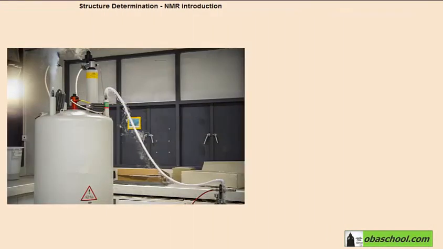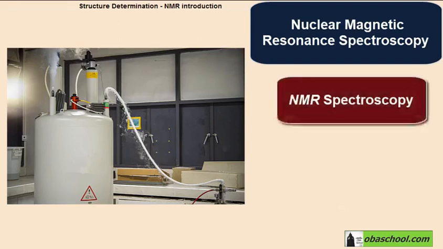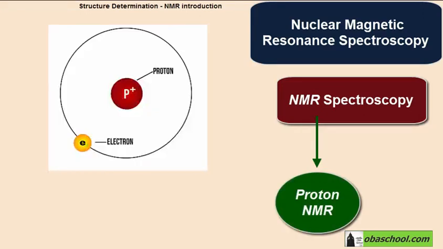In this animation, we will introduce one of the techniques used to determine the structure of an unknown compound. And this technique is nuclear magnetic resonance spectroscopy, known as NMR spectroscopy. One of the types of NMR spectroscopy is proton NMR. So it's based on this nucleus of hydrogen.